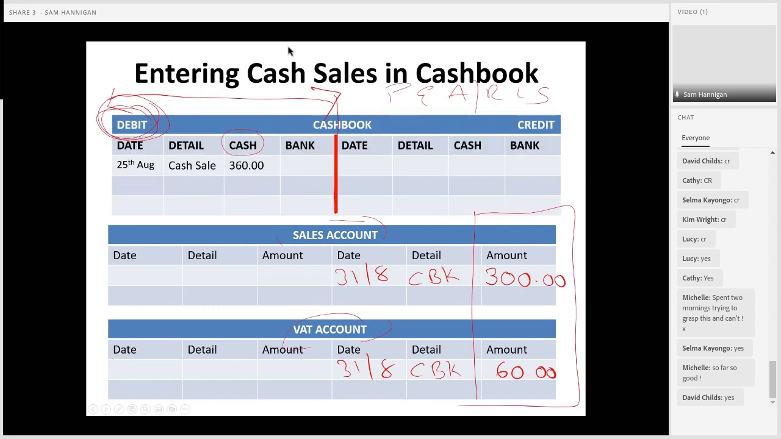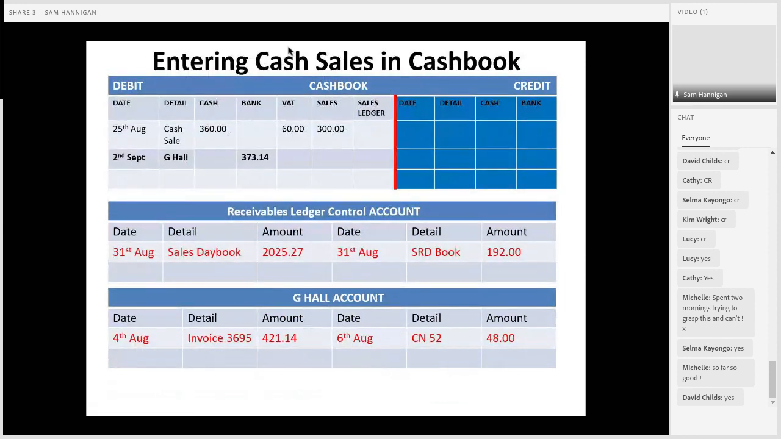Okay then, let's move on to the next one. Now what we're going to do is, we've got a cash sale. So we've dealt with this cash sale on that last one. What I want to now deal with is this.